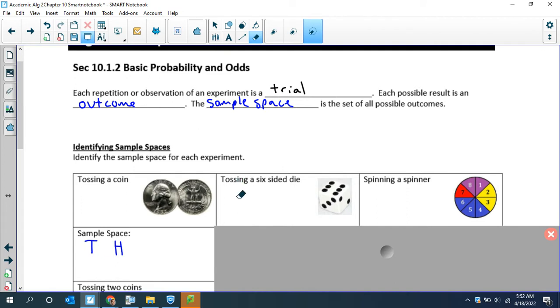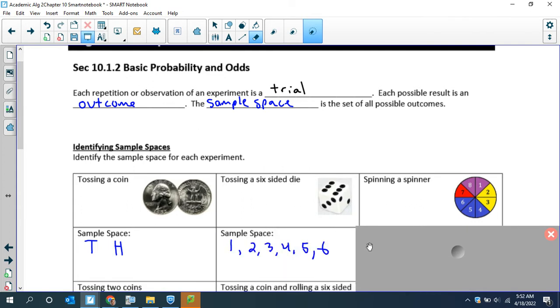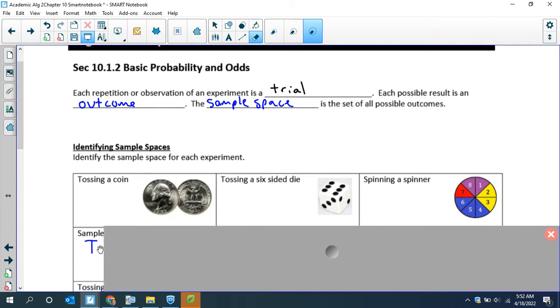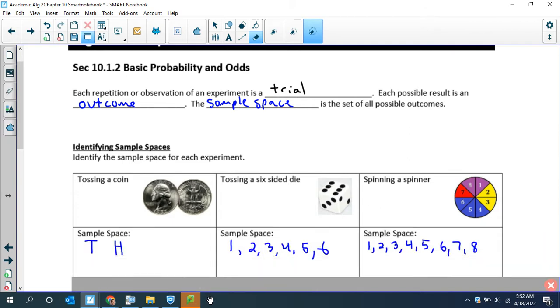When we're tossing a six-sided die, what are your possible outcomes? Well, you can get a 1, 2, 3, 4, 5, or 6. So you have 6 possible outcomes in your sample space. Those are all your possible outcomes. And when you spin a spinner that looks like this, you have the numbers 1 through 8 as possible outcomes. 1, 2, 3, 4, 5, 6, 7, 8.